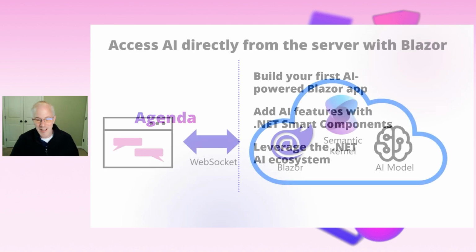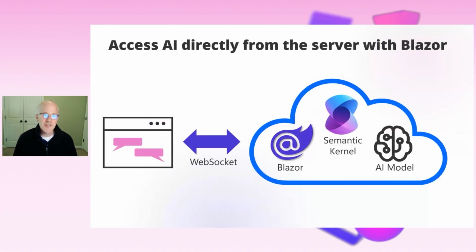Blazor is great for building AI-powered apps. Blazor's interactive server-side rendering makes it easy to connect rich interactive user experiences with cloud-hosted AI models. You don't need to build separate AI endpoints to expose server AI capabilities to the client. You can just do it all from the server.